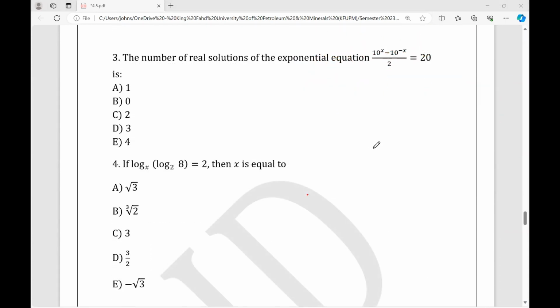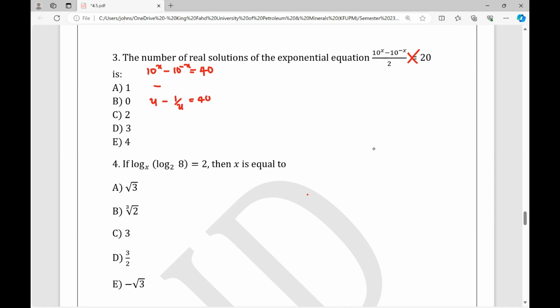All right, so for this question, we're just going to cross multiply. If you cross multiply, you have 10^x minus 10^(-x) equals 40, right? So what can we do? From here, we can let u be 10^x. Then this will become u minus 1 over u equals 40.